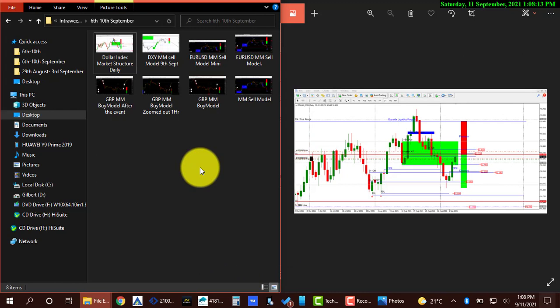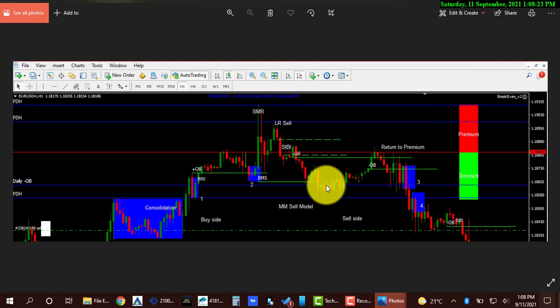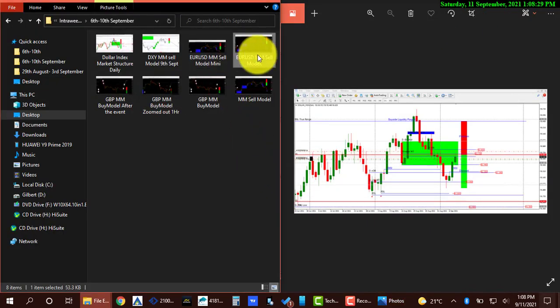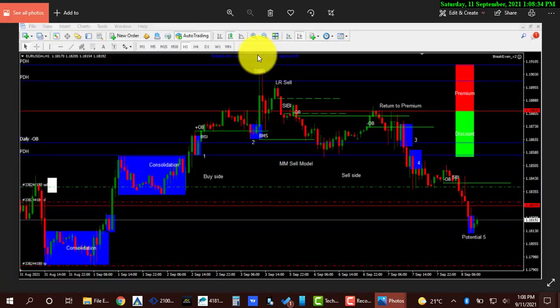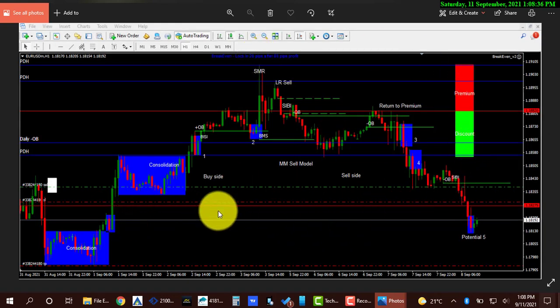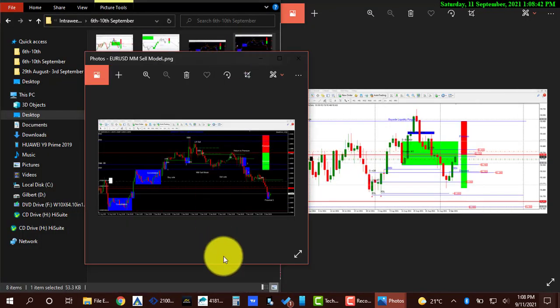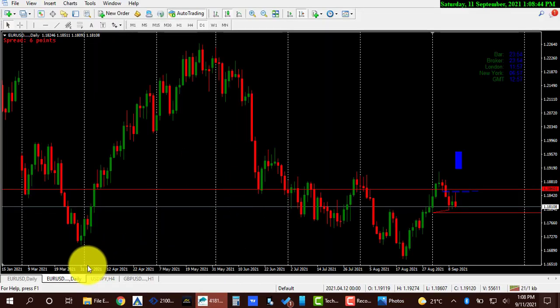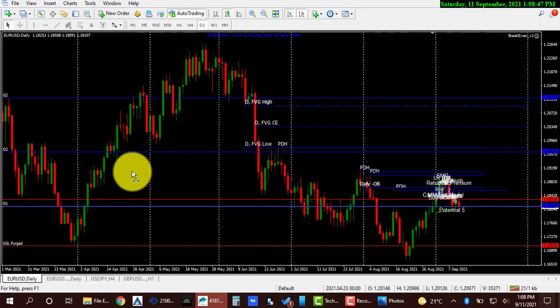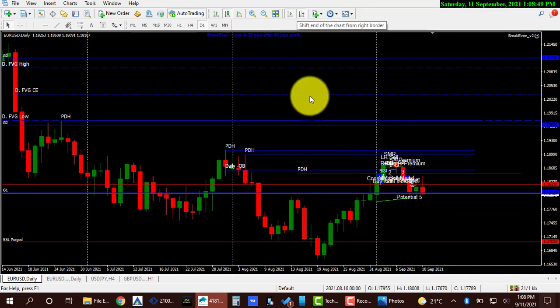Let me show what I posted first on the euro. So this is the 15 minutes market maker sell model I posted. Then this is the 1 hour market maker sell model. So let's go into the charts and see. Okay, so let's start with the higher time frame.